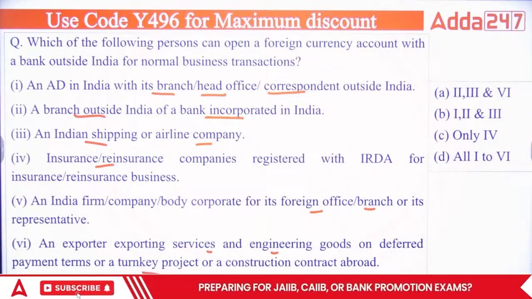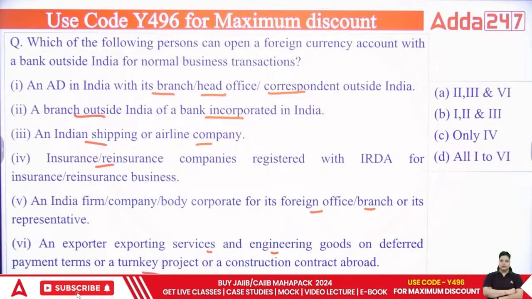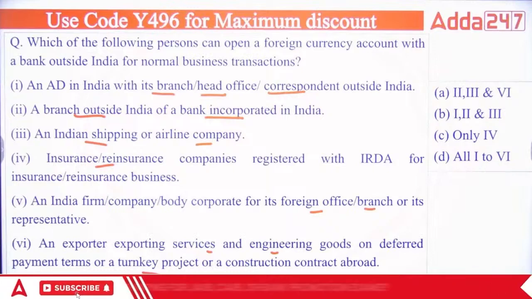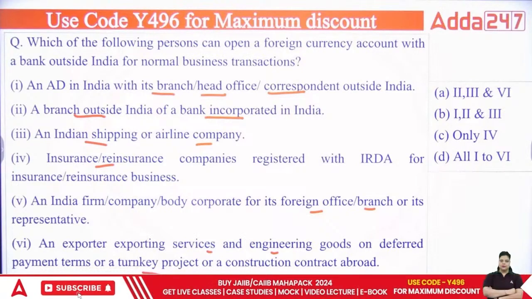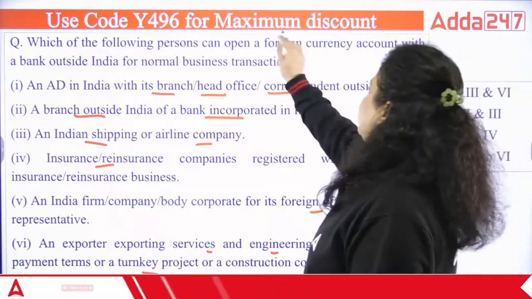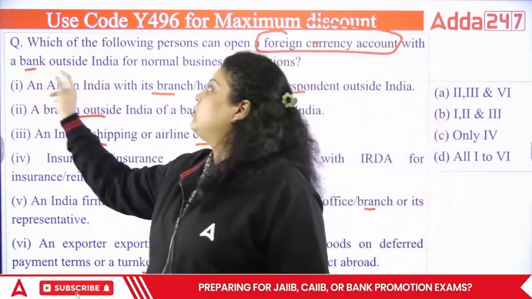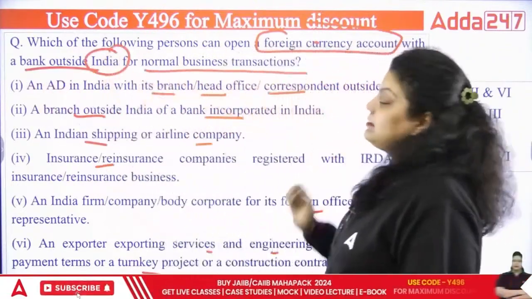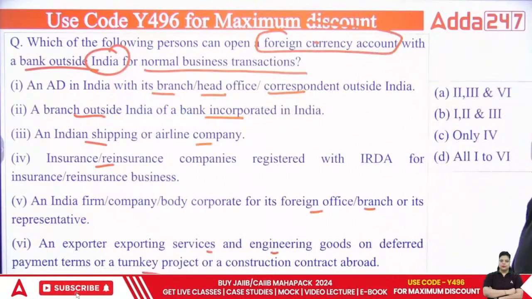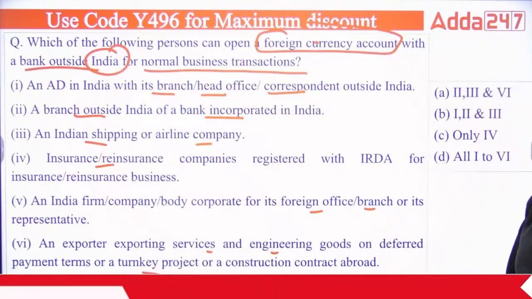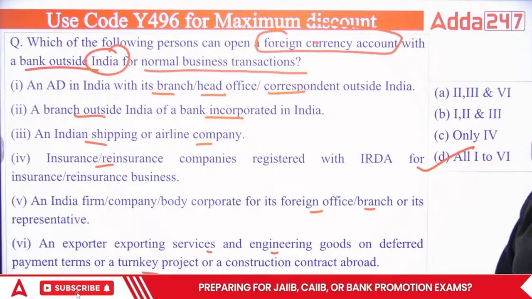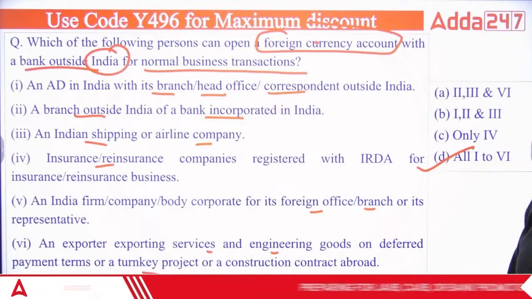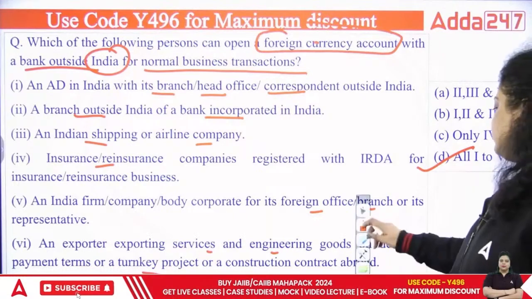So which of the following statements is regarding opening a foreign currency account with a bank outside India for normal business transaction? Which statements are there if you want to open a foreign currency account with a bank outside India for your normal business transaction? A, B, C or D? And the right answer will be D. All 1 to 6. The right answer will be D.